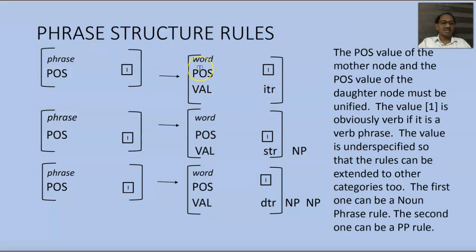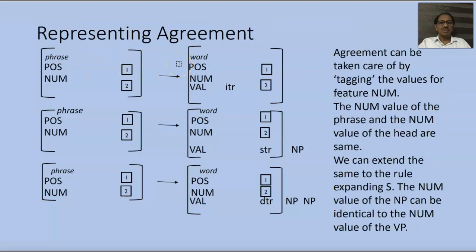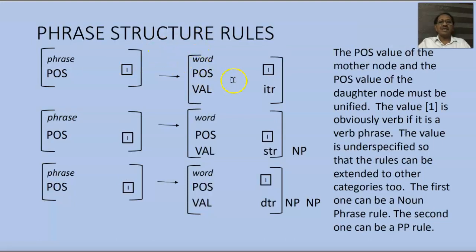So this is one of the phrase structure rules which we have seen, and we are putting it in terms of feature structures. Similarly, for a transitive verb, the phrase's POS value is shared with one of its daughter nodes, and you have valence strict transitive. Similarly, for the ditransitive verbs. What we see here is the POS value of the mother node and the POS value of the daughter node must be unified. The value 1, which we have seen here, is obviously verb, if it is a verb phrase. The value is underspecified.